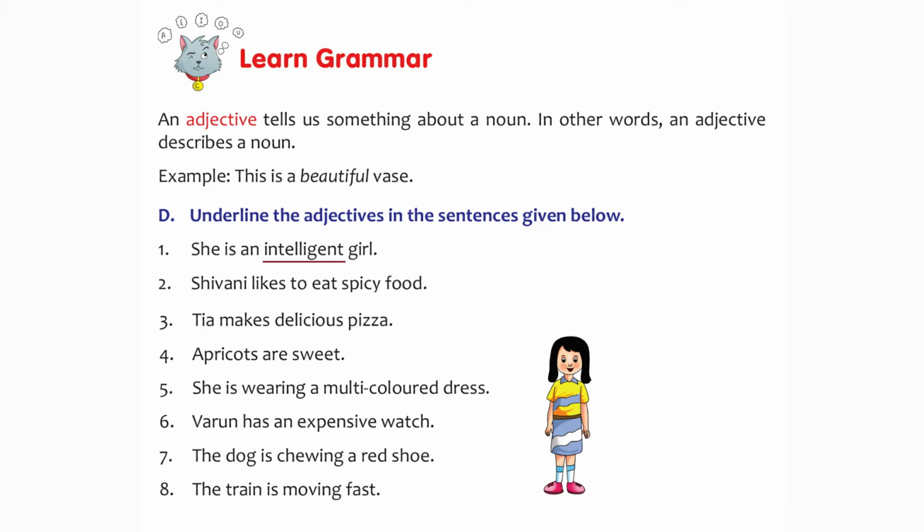So which is the adjective? Spicy. That's right. Now the third one. Tia makes delicious pizza. So delicious is right because delicious talks about the noun pizza. Now, very good children, as you have understood what is an adjective, you can underline the adjectives in the following sentences as well. Let's move on to the next activity.